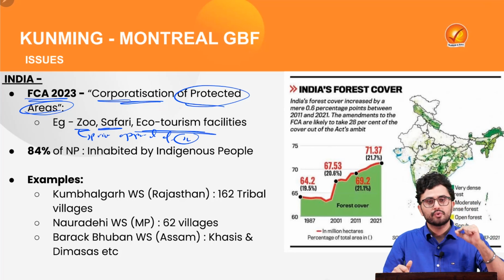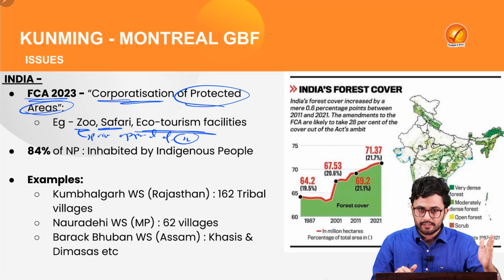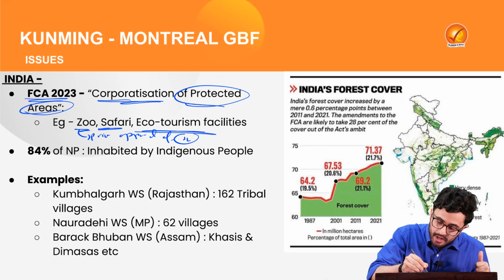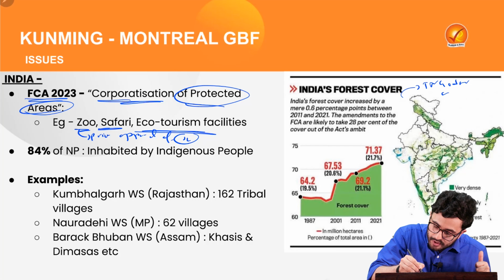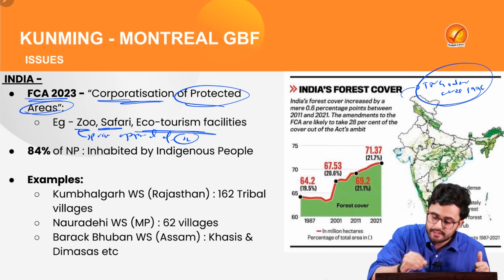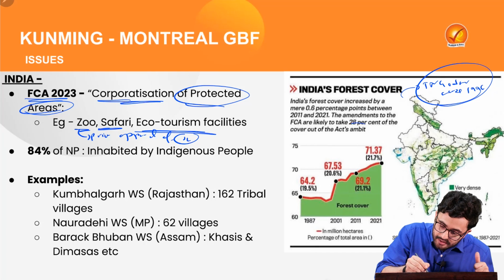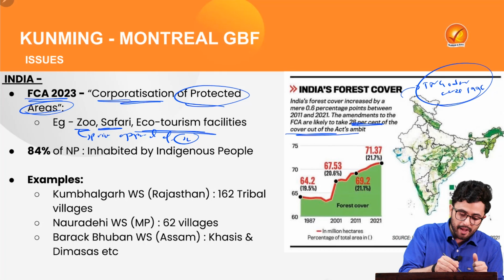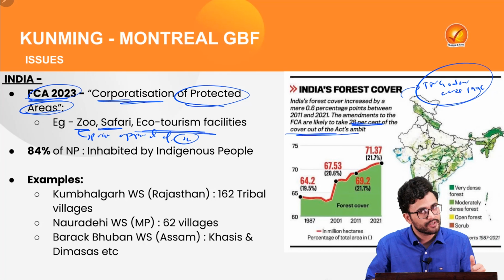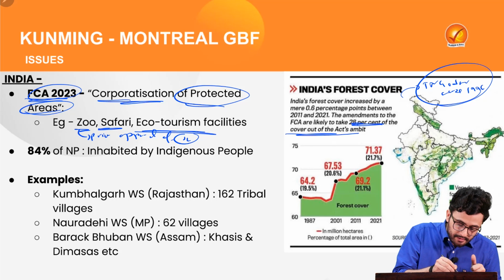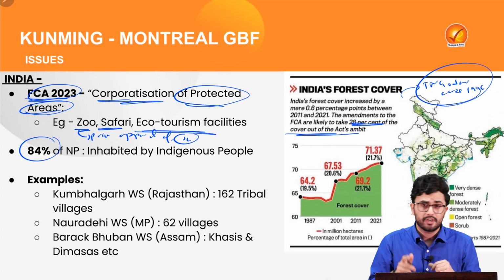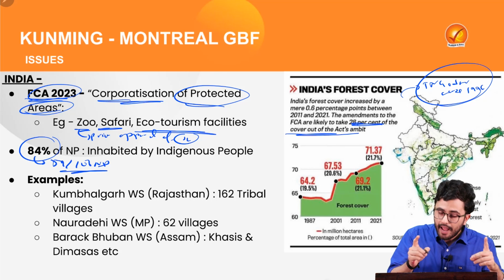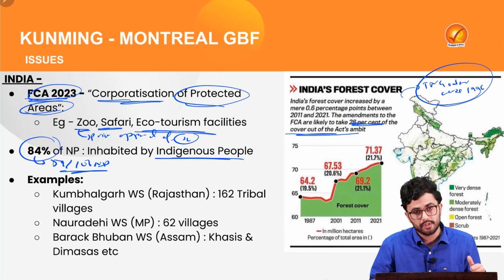At the same time, the Supreme Court also directed the central government to include forests as per the definition held in the T.N. Godavarman case of 1996, thus to safeguard the 28% of the forest cover which was left out of the ambit of the Forest Conservation Act of 2023. Then, 84% of the national parks in our country, or 89 out of 106 national parks, are actually inhabited by indigenous people.